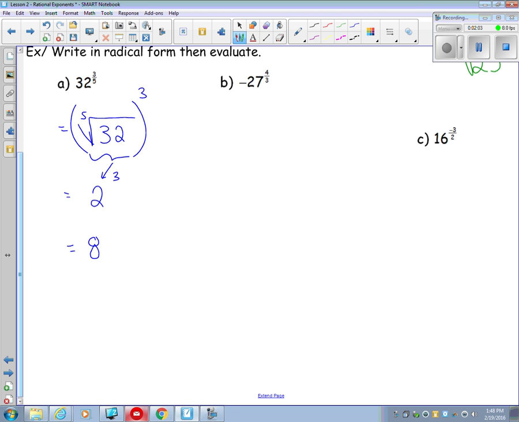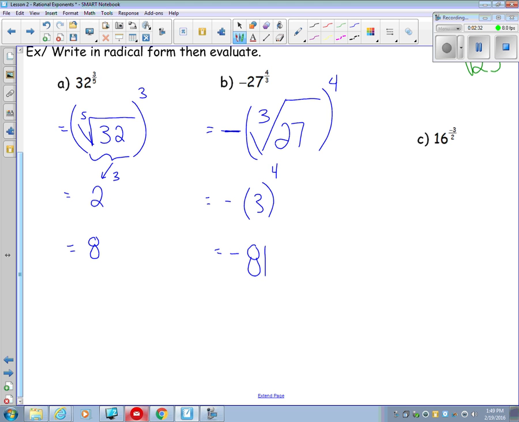If we try the next one, negative 27 to the 4/3. Now notice the negative sign. It's not included with the base. So my answer is going to be the negative of whatever. Our base is 27, my nth root is 3, my exponent is 4. What's the cube root of 27? Well, that's 3. My exponent is 4. What is 3 to the power of 4? It's 81, and it happens to be negative.